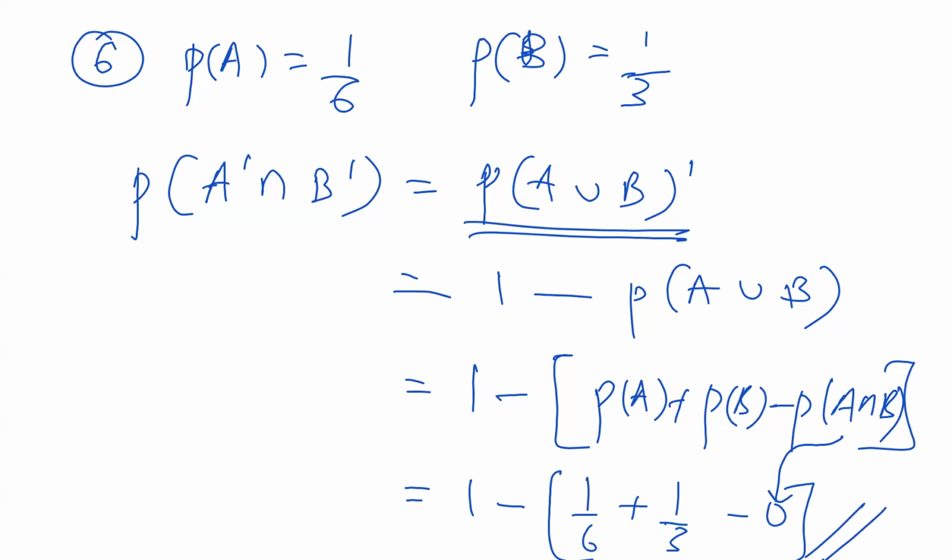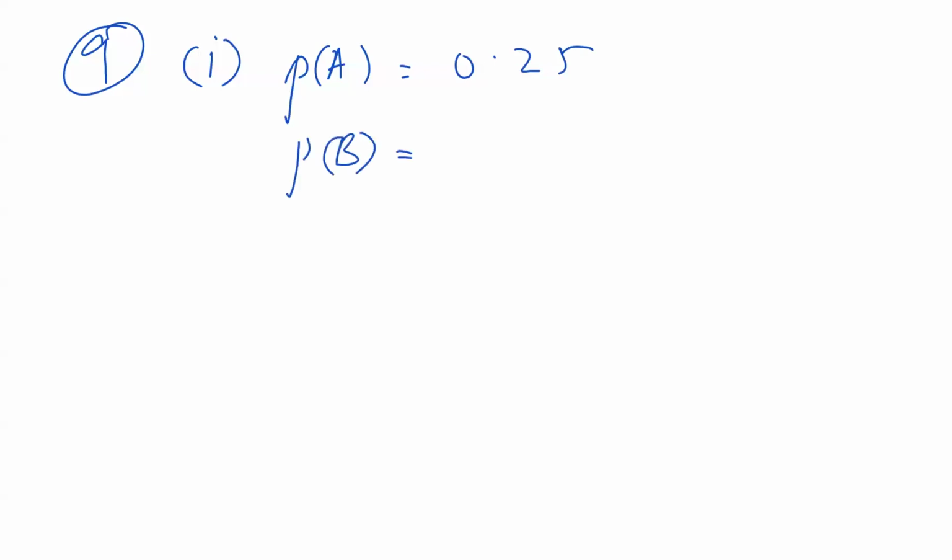That was question number 6. Let me find out some more problems. Question number 9, sub question 1. Two events have probabilities which is given to us. So P of A is equal to 0.25, P of B is equal to 0.5.